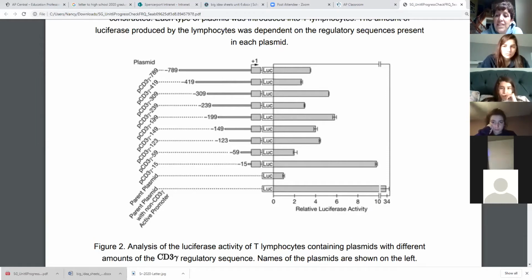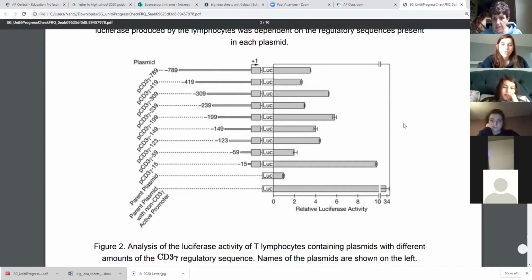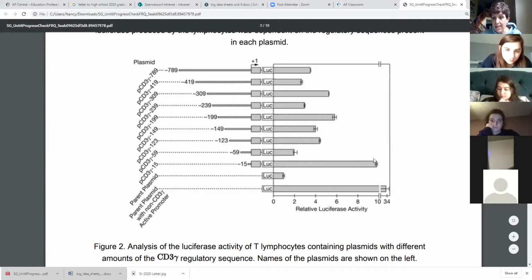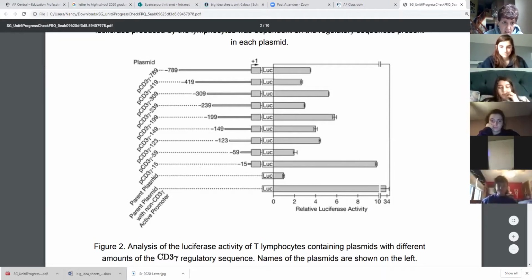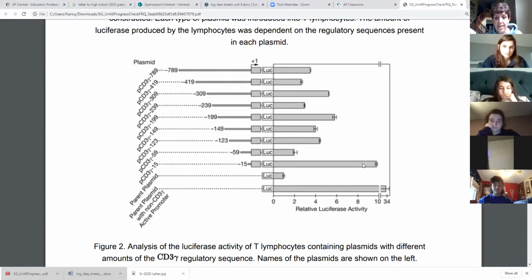So I'm hoping that in your head, you're just muted, but in your head, you're like, okay, if it has the least regulations on it, it's going to make the most, but I can't pick the bottom one because that has no sequences in it. I have to pick one of these plasmid ones. So I'm picking this guy. Oh, I got to use my cursor so you see what I'm pointing at. I'm picking this guy. This one made the most. So this one is called PCD3 gamma-15. That one. That must have the least regulations on it because it still made the most glowing protein. So it wasn't stopped. All right.